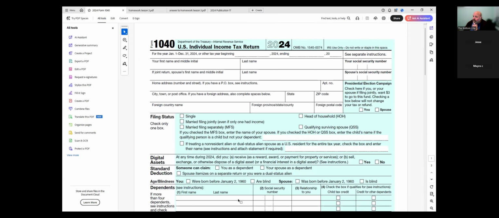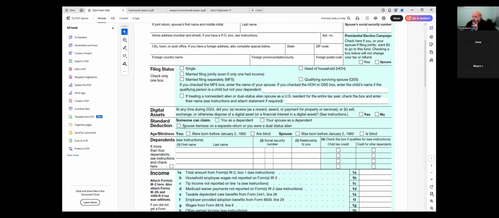Okay, so then we come down here to the deduction. Is he a dependent of someone else? Is your spouse a dependent? Your spouse itemizes on a separate return, or you were a dual status alien. They use alien for a non-resident US citizen.